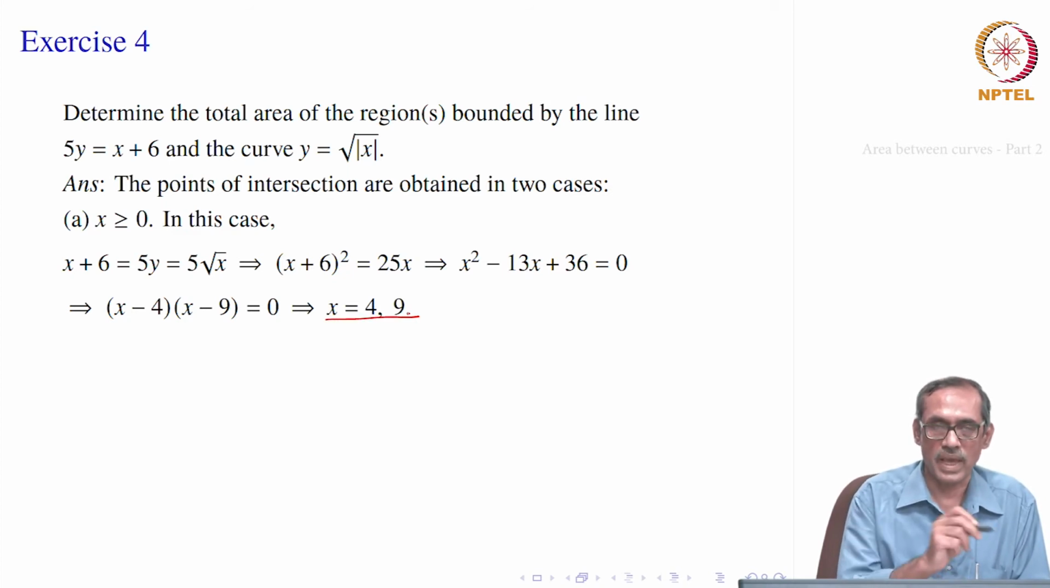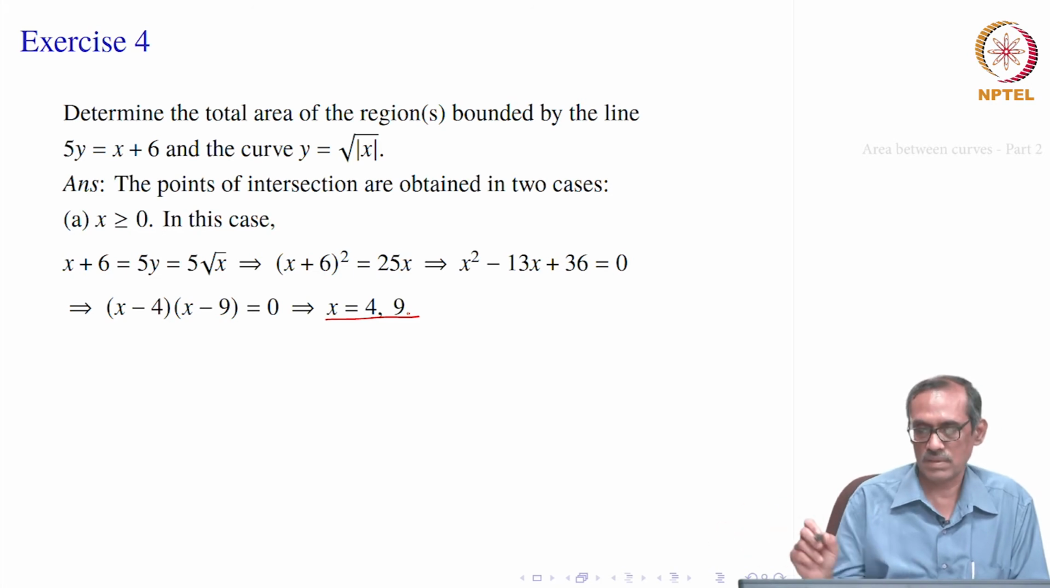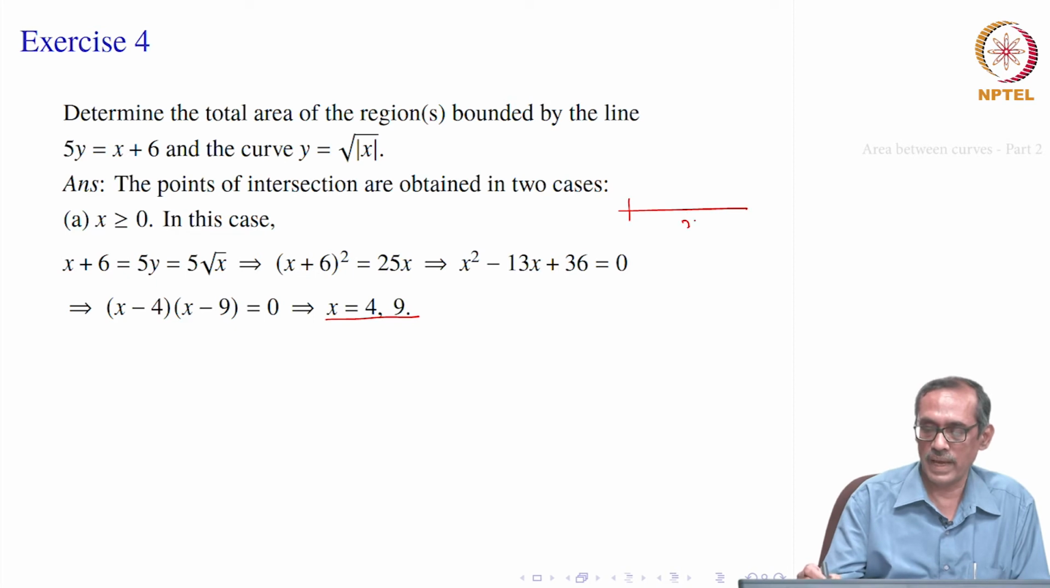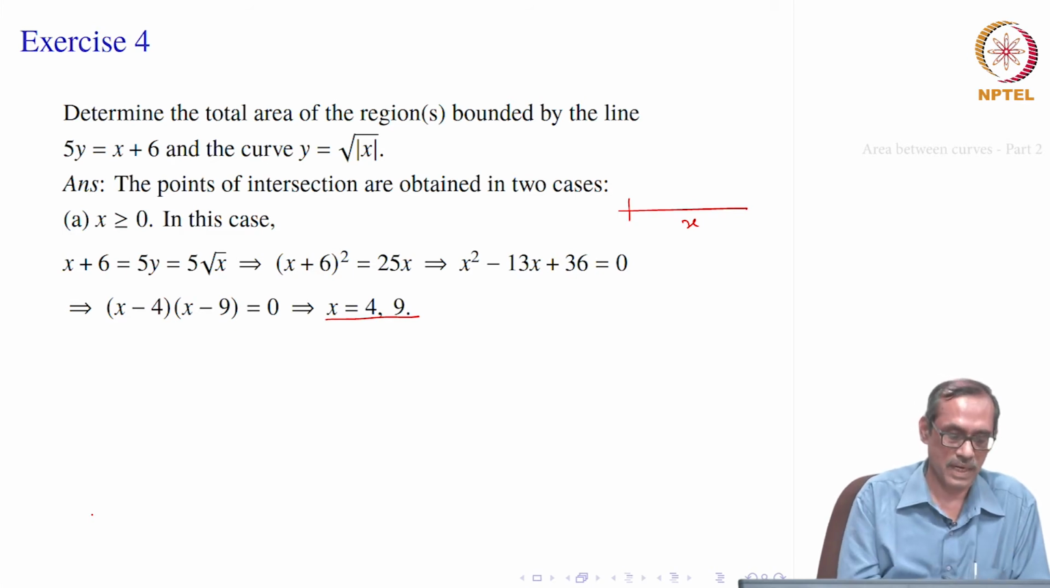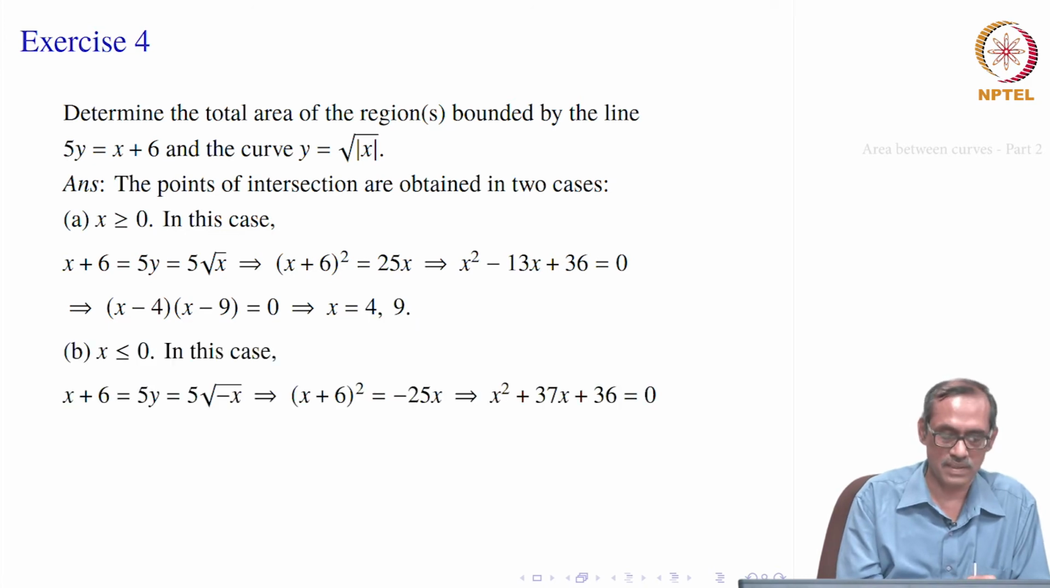So, x equal to 4 or 9. In this case, for the positive side after 0, these two curves intersect at 2 points, x equal to 4 and x equal to 9. Similar thing might happen again on the negative side, when x is less than or equal to 0. So, let us see that case.